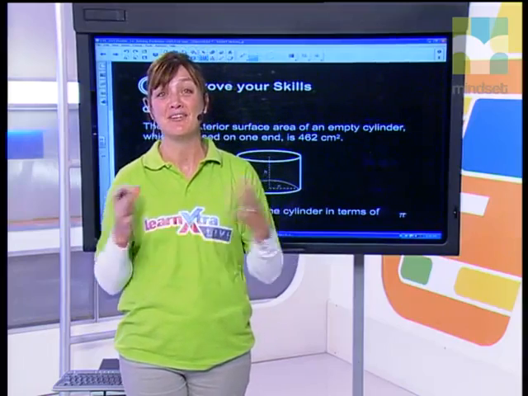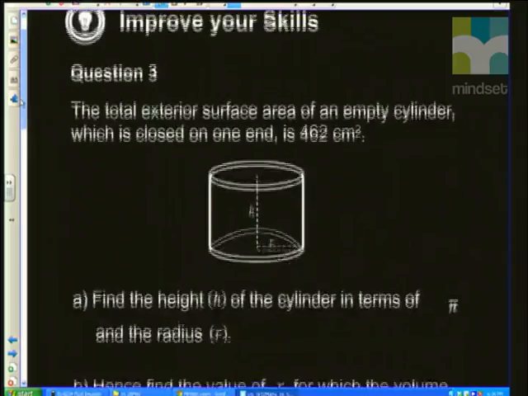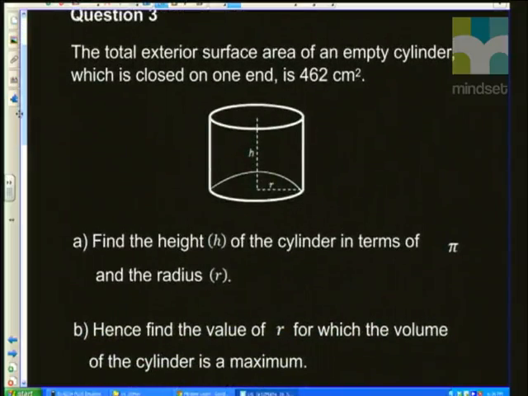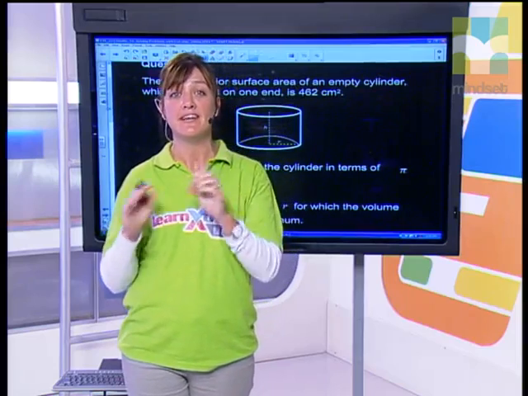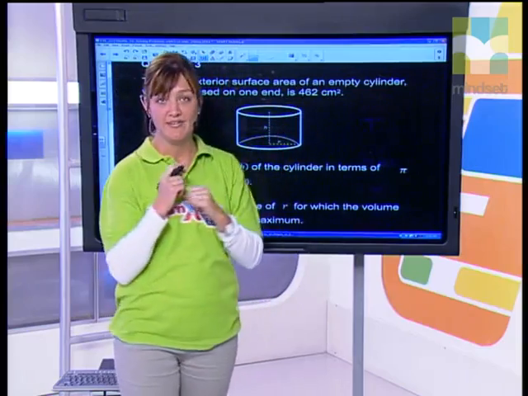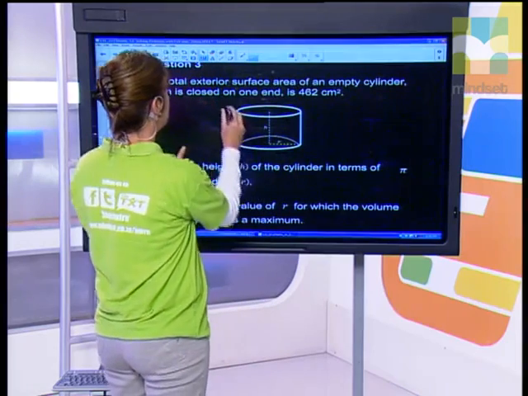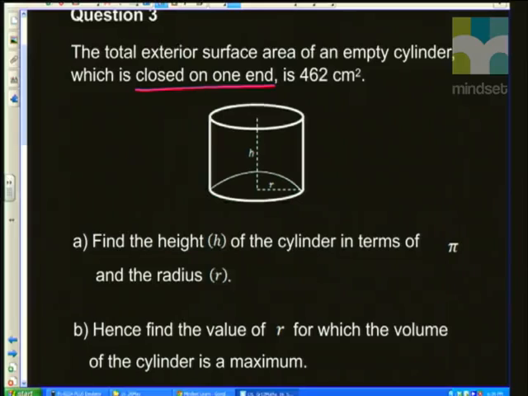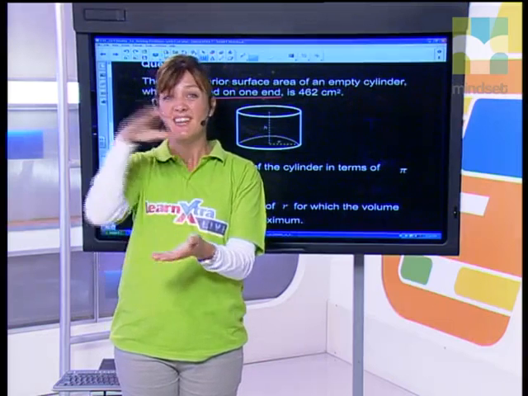Okay, all right. Let's have a look at one where we talk about a cylinder over here. Okay. All right. So now we have got the total exterior surface area of an empty cylinder, which is closed on one side. Okay, that's an important little detail that I want you to take note of. Only closed on one side is 462 centimeters squared. Okay, so what have they given us? They've told us that the surface area, that's the area of all the outside faces of your shape, comes to a total of 462. But they have specified something. They've said that it's only closed on one end. Okay? So imagine a tin can that you've taken the lid off and thrown that away.